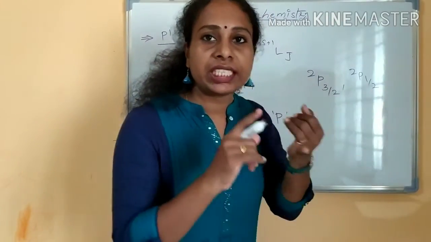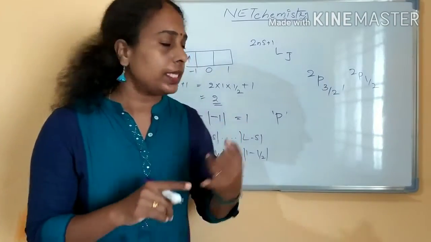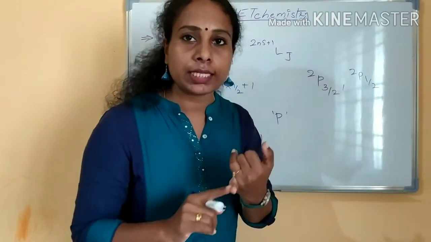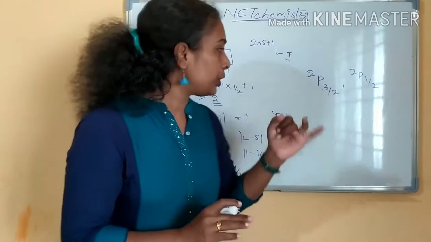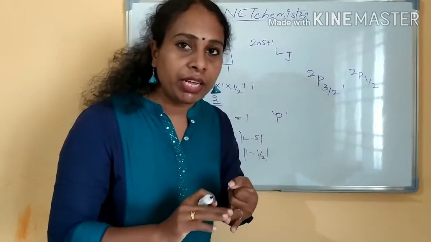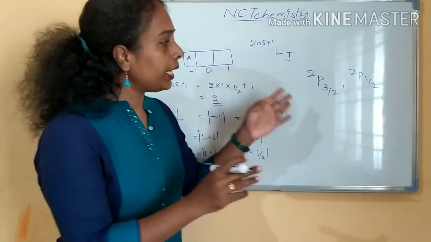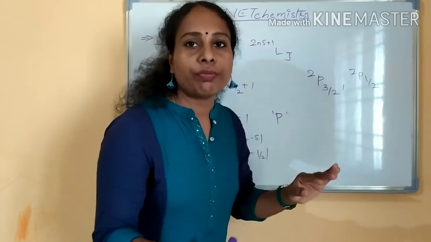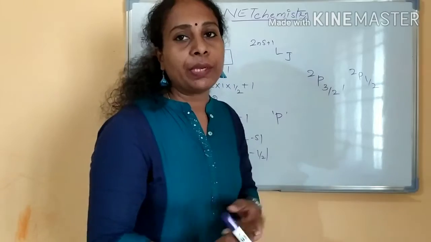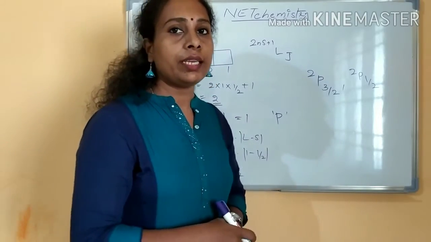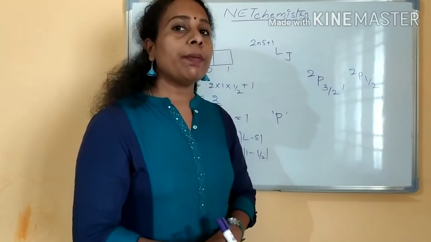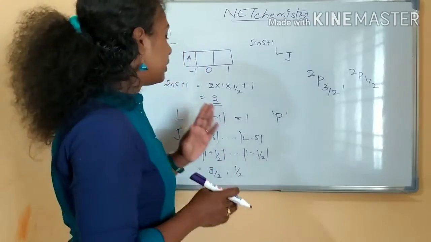First thing you have to see is the spin multiplicity. In these two, spin multiplicity is same, so there is no differentiation. Then you have to come to the L value. If you are seeing the L value, both the L values are same, so that also there is no differentiation. Next is the J value. J value is different here, right? So with the J value only you can predict what is the ground state term symbol.